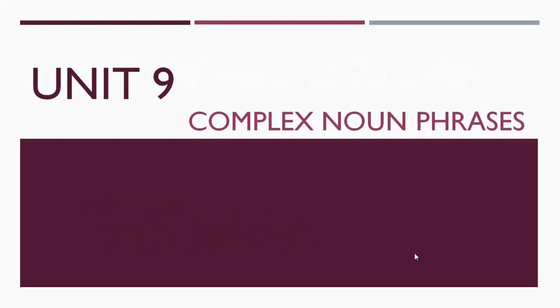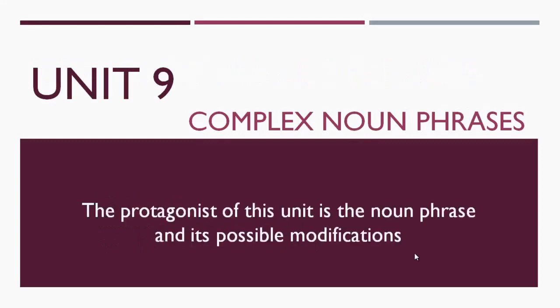All in all, we can say that the protagonist of this unit is the noun phrase and its possible modifications. We put emphasis in these possible modifications because sometimes we can find head nouns which have only pre-modification or only post-modification, and there are cases where we can find both pre and post-modification in a single complex noun phrase.